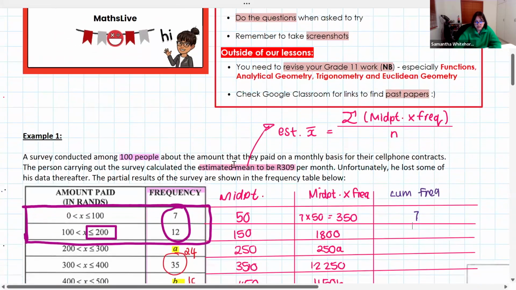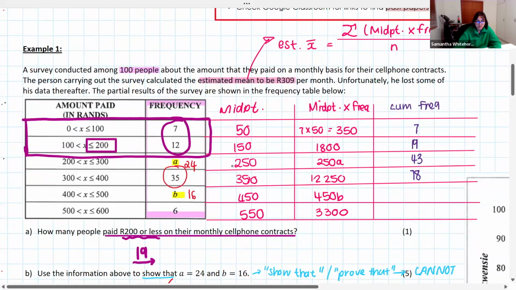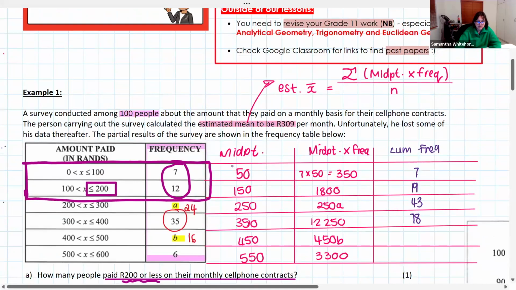7 plus 12 is 19. 19 plus, and we know A is 24, so assume it, plus 24 is 43, plus 35 is 78. Again, we now know that B is 16, so work with 16. 78 plus 16 is 94. 94 plus 6 is 100. So we have our cumulative frequencies.